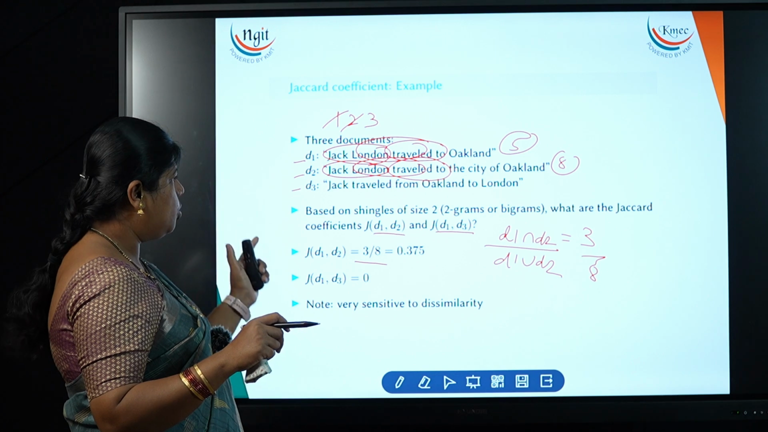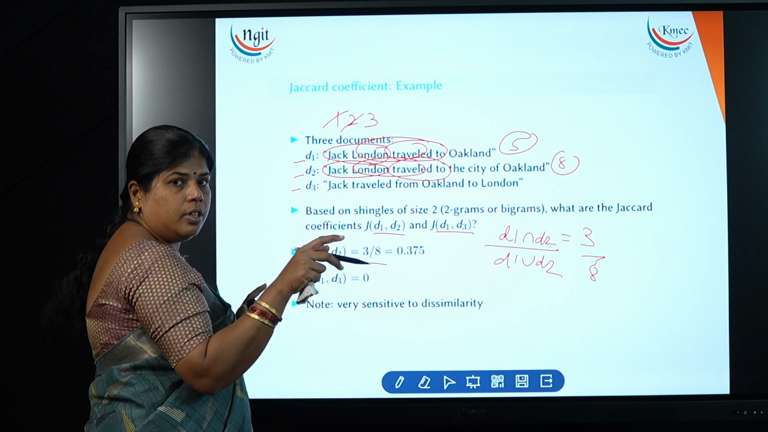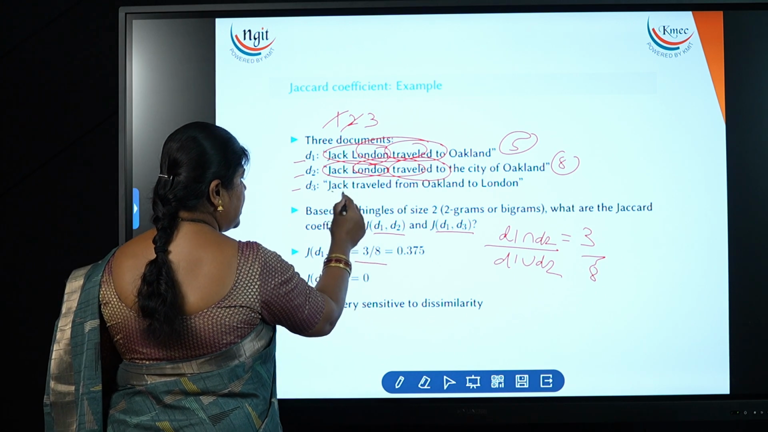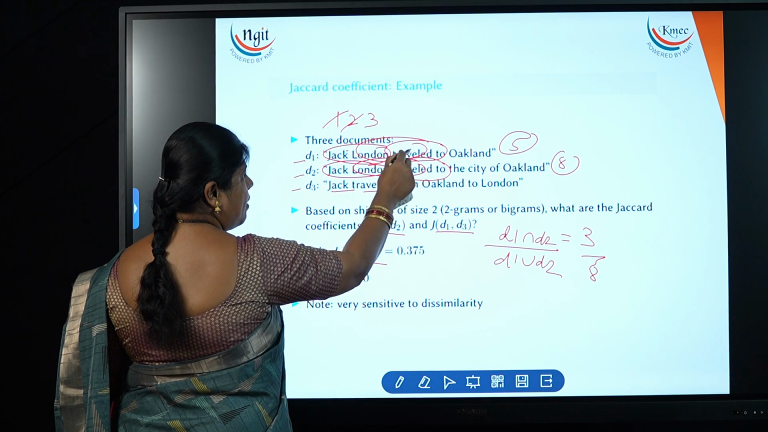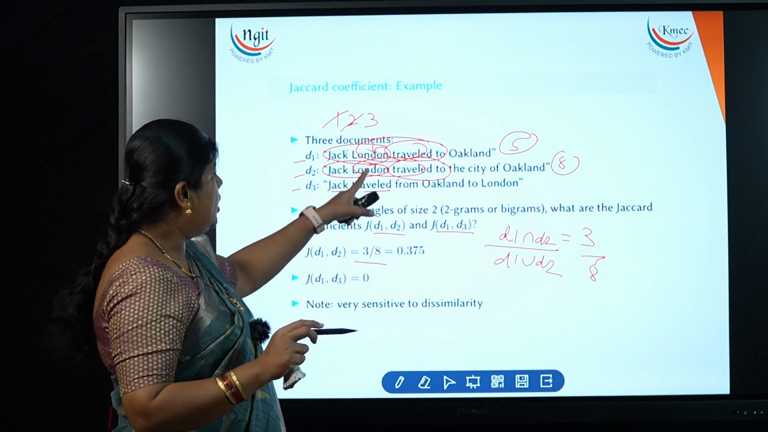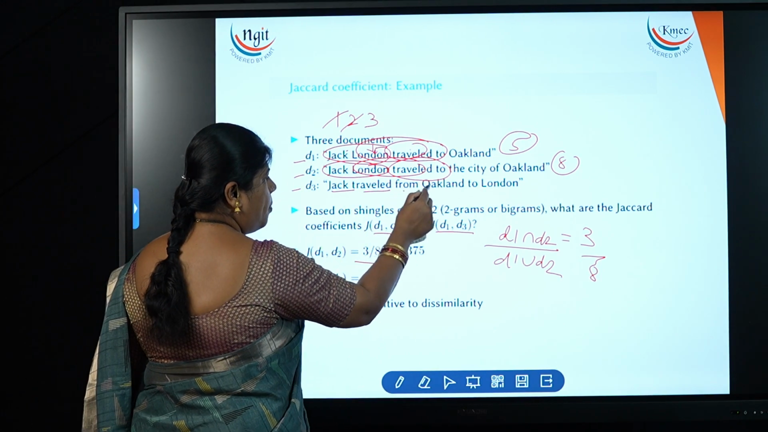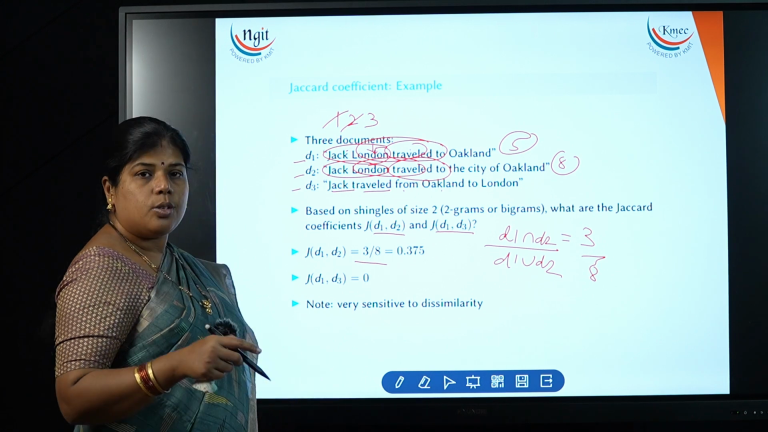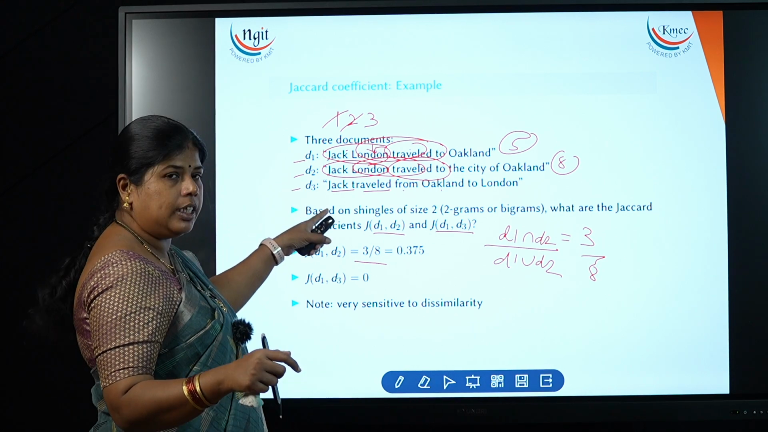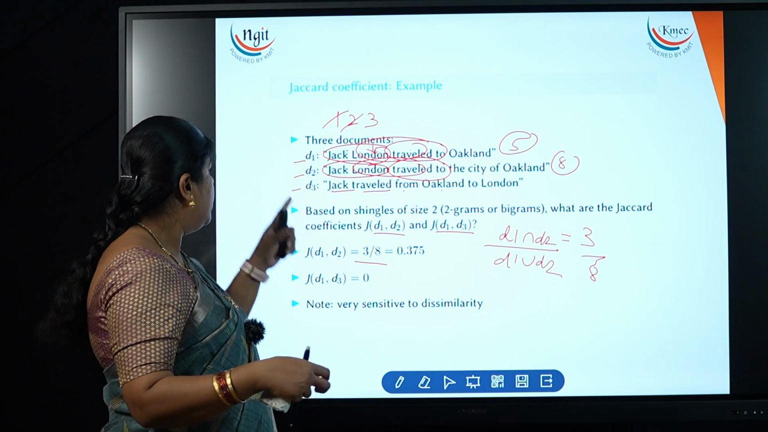Okay. Now when I go for D1 to D3, are there any two words present in the same sequence from D1 to D3? Just see. Jack travelled. Is it present in D1 anywhere? No. In between, London is there. Are you understanding? When I am going from D1 to D3, here is Jack travelled. But here Jack travelled is separated by London. So you should not consider it. Now, travelled to is here. But here in between travelled and to, who is there? From Auckland is there. Okay. So nothing is common when you are considering the bigram in D1 and D3. No two words are available in the same sequence in D1 and D3.